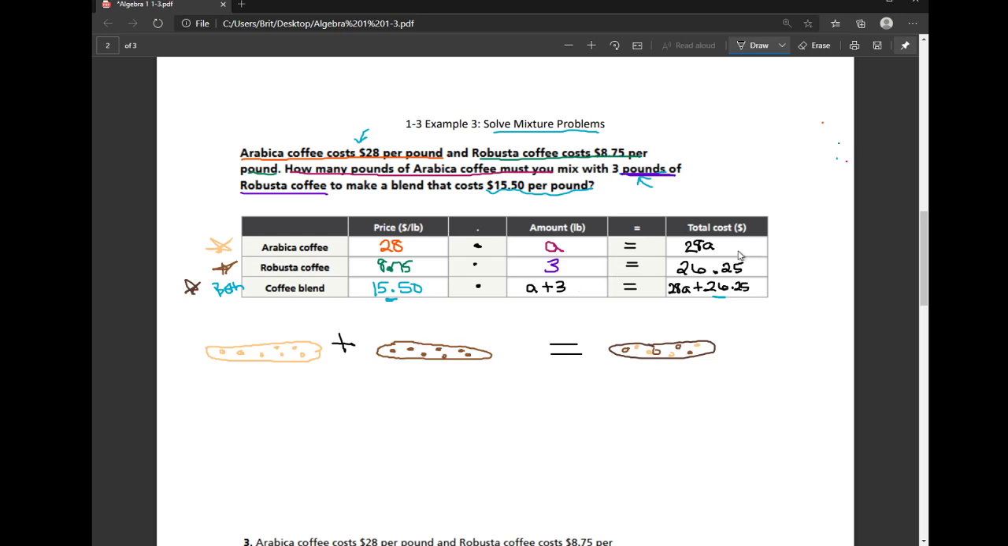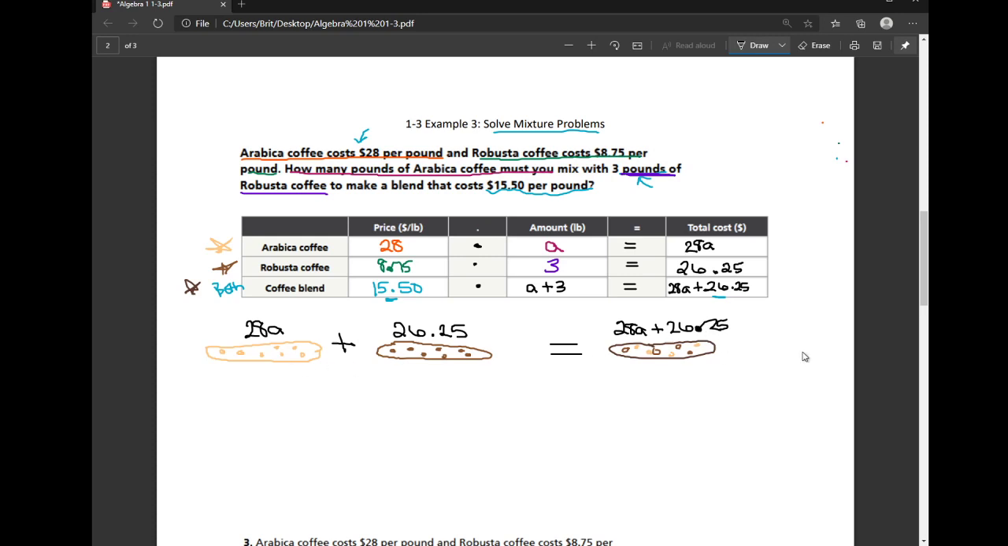So now what I have to do is figure out a way to combine these into a single equation. I'm really hoping this makes sense. I'm going to recommend doing it based off the total cost. Alright, so let's look at this. For my Arabica coffee, my total cost is 28A. For my Robusta coffee, I know that it's 26.25. And then with my coffee blend, I know that I have 28A plus 26.25.